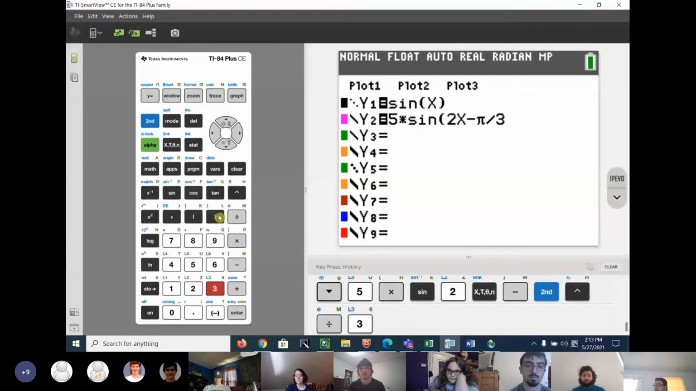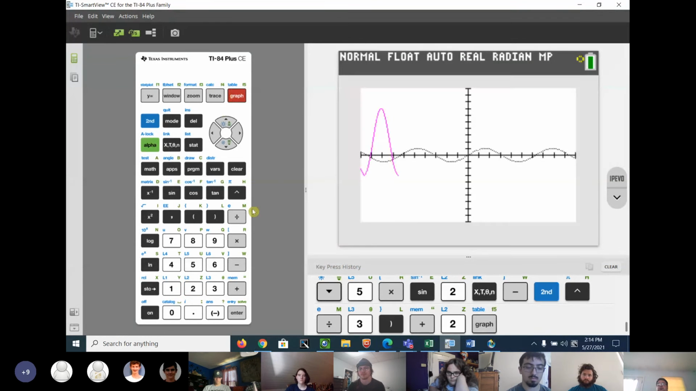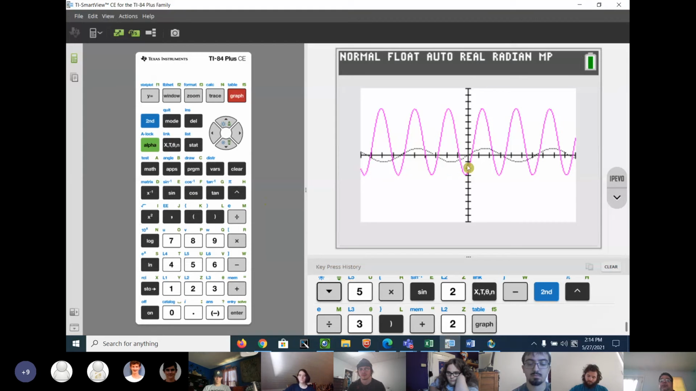Close parentheses, plus 2. And of course, you could type it in as the way you got it: 5 sine 2 parentheses x minus pi over 6, close parentheses, plus 2. You could do that the same. It doesn't matter. And you will see that there is your black function. And you see that instead of starting at the origin, we moved right pi over 6.